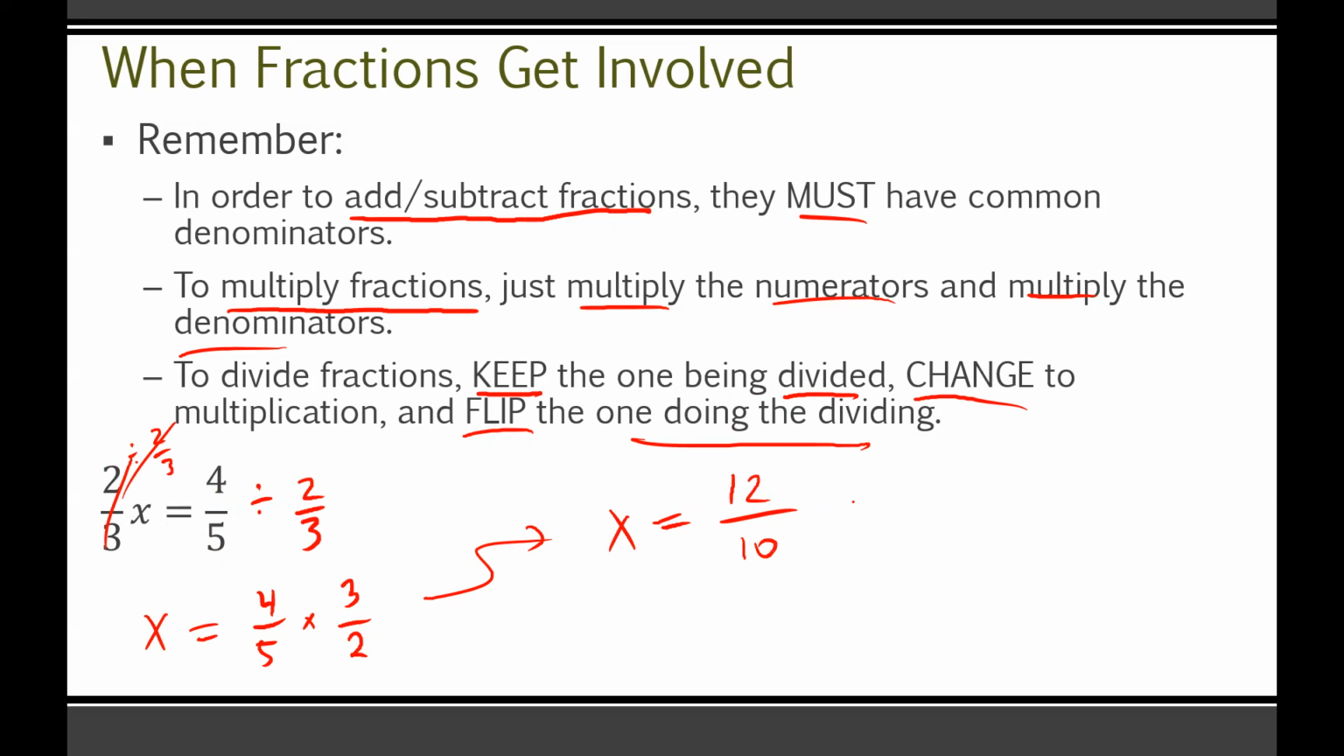But you could do one of two things to this. You could simplify it, of course, because 12/10 is not a simplified fraction. You can divide both the top and the bottom by 2. So that becomes 6/5, right? So 6/5 is a perfectly acceptable answer.